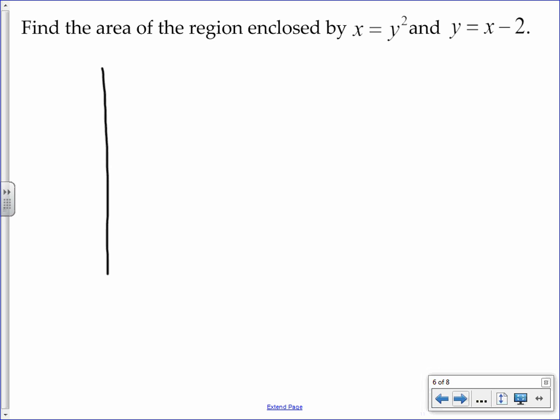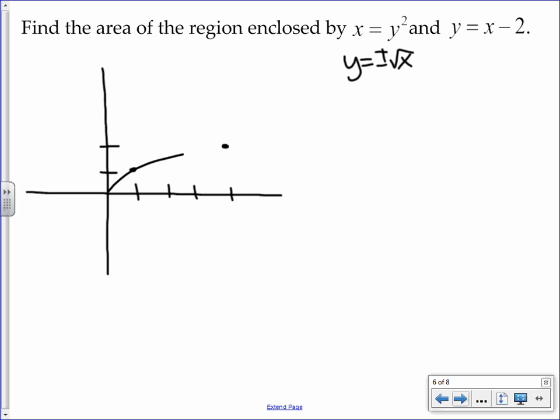Alright, x equals y squared. What does that look like? Can we change it to y equals the square root of x? Are we allowed to change it to a square root function? Be careful. It is not just y equals the square root of x. That's why it goes plus or minus the square root of x. It is a sideways parabola, right?